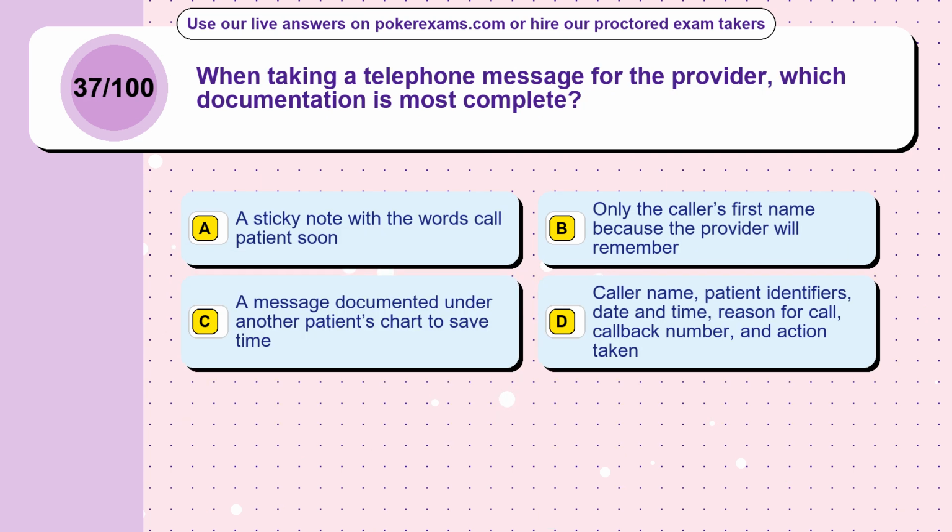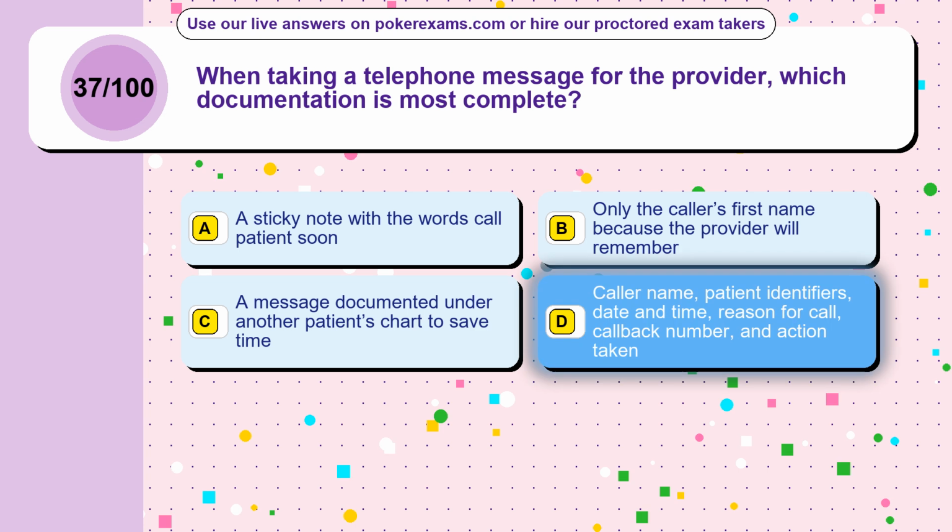Question 37. When taking a telephone message for the provider, which documentation is most complete? Option A. A sticky note with the words "Call patient soon." Option B. Only the caller's first name because the provider will remember. Option C. A message documented under another patient's chart to save time. Option D. Caller name, patient identifiers, date and time, reason for call, callback number, and action taken.